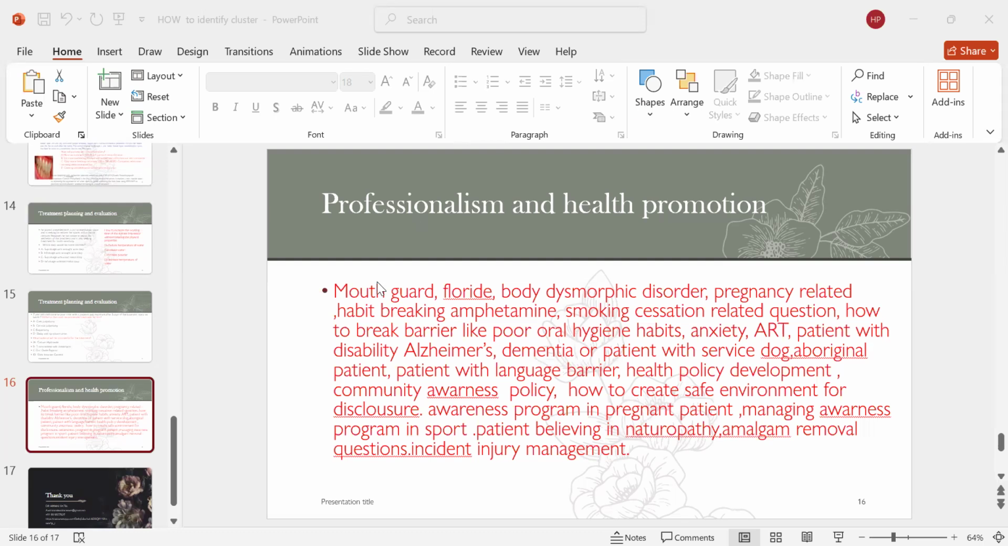Okay, so what does this cluster include? This cluster is very important because we are coming from different overseas countries. Maybe some have worked as a TA, but how to work and what the different articles say is a totally different part. What are the different articles for the mouth guard or the fluoride? There is body dysmorphic disorder. If the patient has concerns regarding body dysmorphic disorder, are you going to touch that patient or not? Pregnancy related questions, atraumatic restorative treatment related questions.